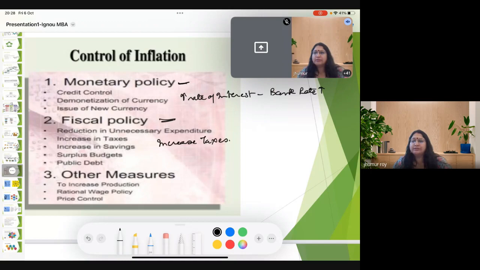Yes, Nelson, you've raised your hand. Any question? Yeah, are loans not given on variable interest?